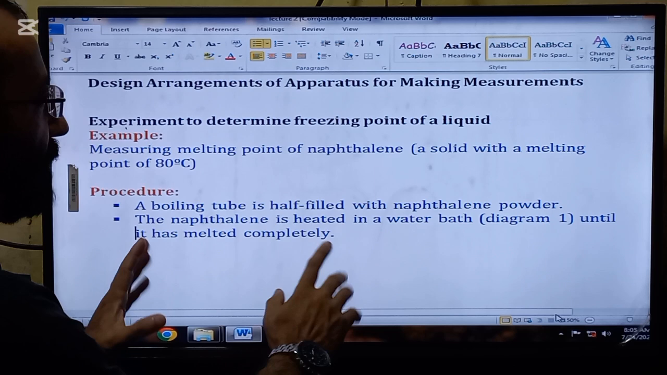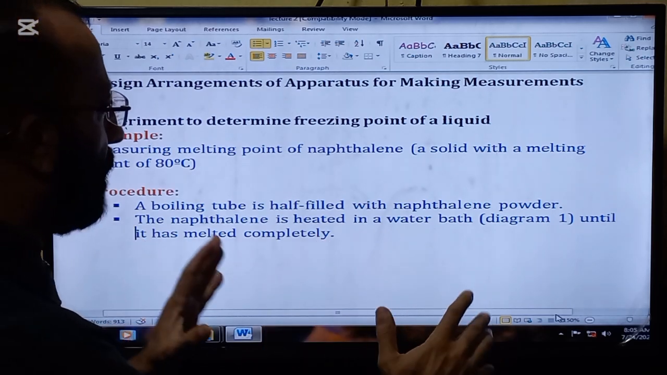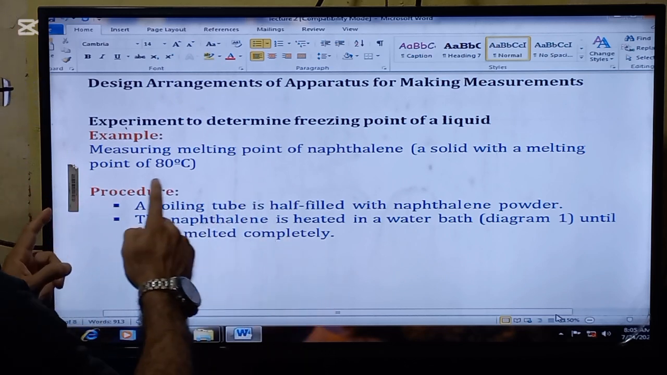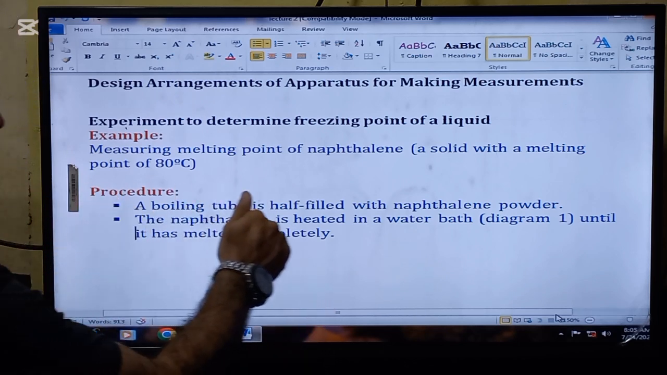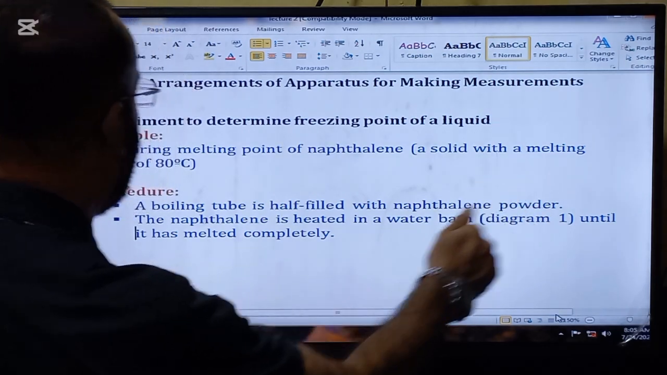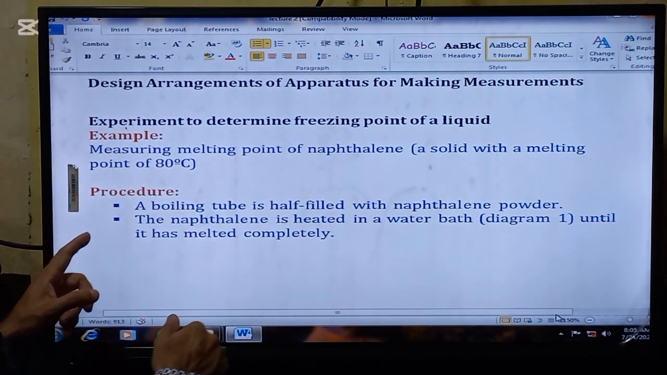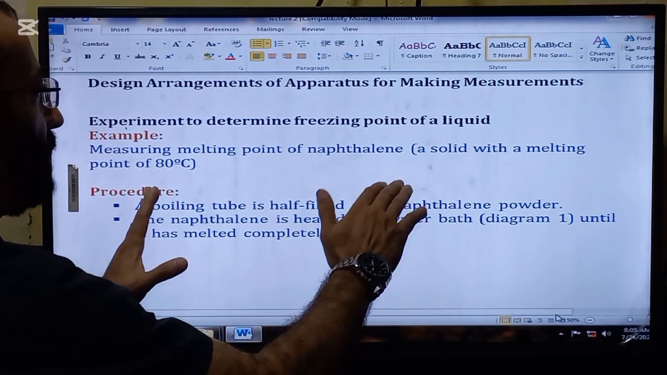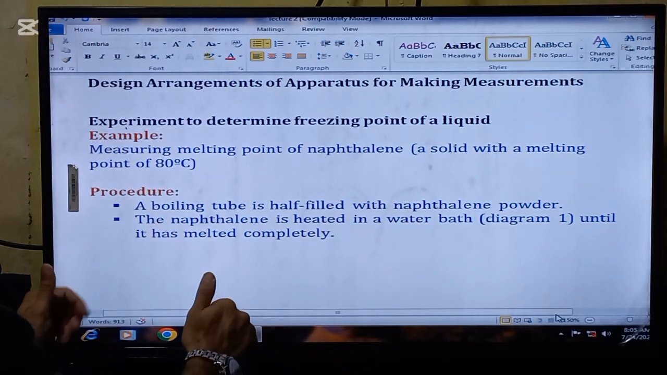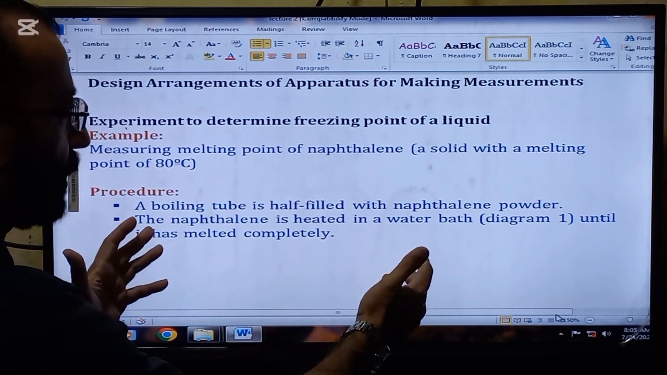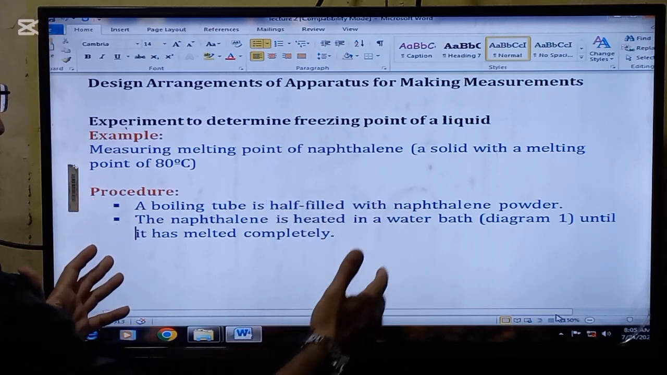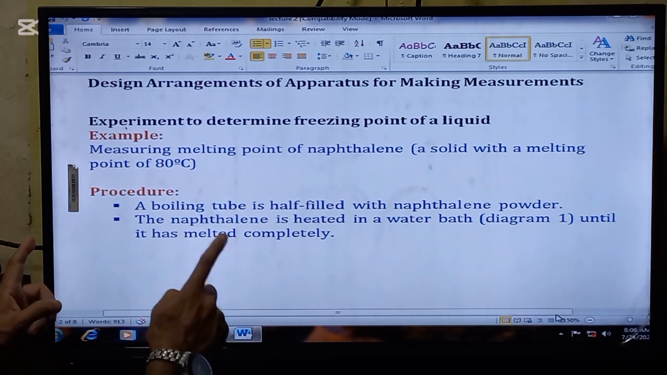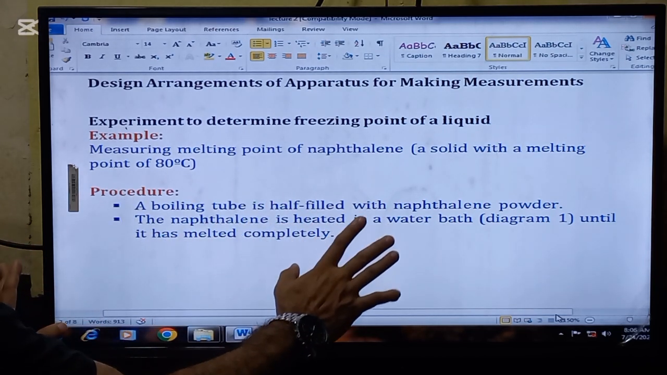So this is the experiment which you have to read in paper number 4 of your chemistry paper. Whenever this question comes, the example is measuring the melting point of naphthalene, a solid with a melting point of 80 degrees C. So whatever the melting point of the solid, that will be the freezing point as well. So if we determine the melting point, that will be the freezing point as well. So concentrate yourself. We are going to read the example, that is, measuring the melting point of naphthalene.